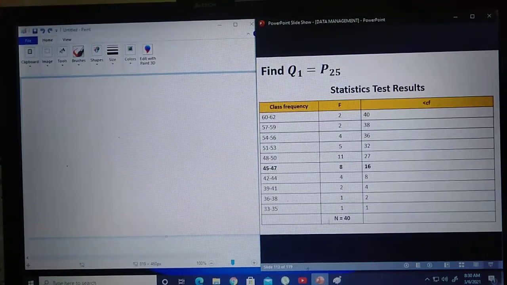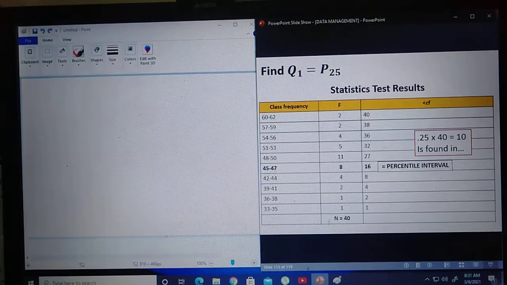First, we have to find Q1. What's the equivalence of Q1? That's P25. So instead of writing Q1, just write P25. And i-convert natin P25, so magiging 0.25 times 40, which is the total number of frequency. So 0.25 times 40, the answer is 10. So saan makikita si 10? Nasa 16 si 10. So 0.25 times 40 is equal to 10, and it's found sa 16. So 16 will be our percentile interval.